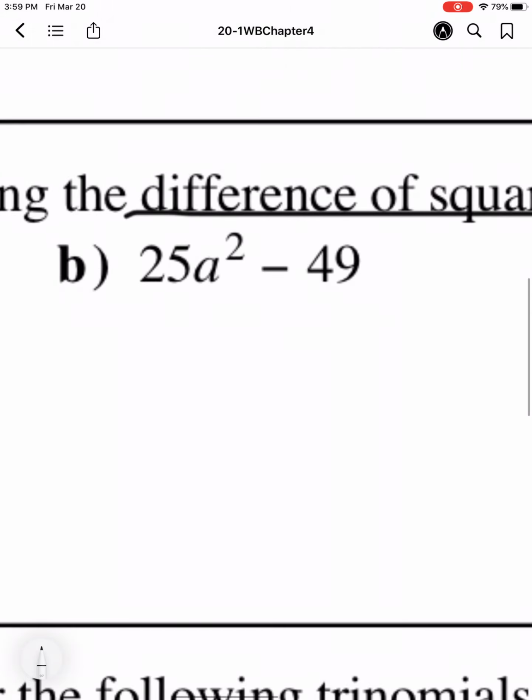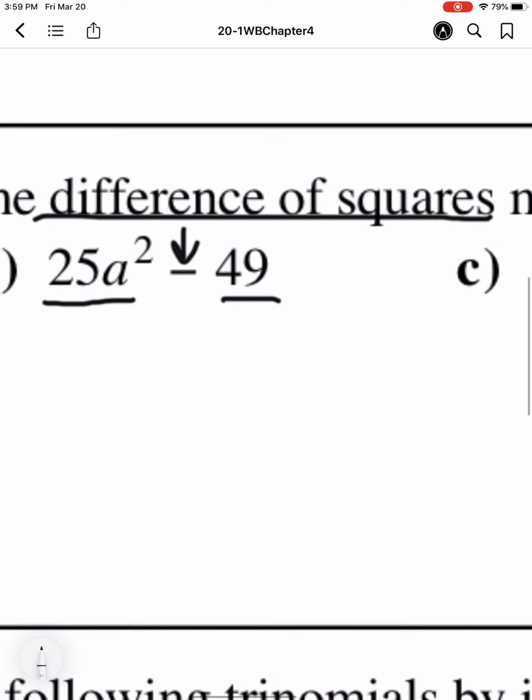Alrighty. Second one here, we've got 25a squared minus 49. Again, ask ourselves the same questions. Can we square root the front one? Yes. Can we square root the back one? Yes. Is there a different sign in the middle? Yes. Again, hence the name difference of squares.